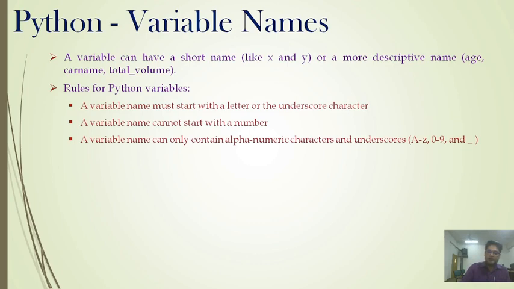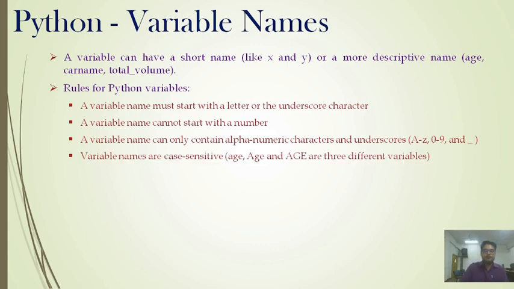So only alphabetical and numeric values can be used, as well as underscore. When we talk about symbols, the only symbol used is the underscore. Next, variable names are case sensitive. So age in small letters, Age starting with a capital A, or AGE with all capital letters are three different variables. You can use them in different ways to store different values too.